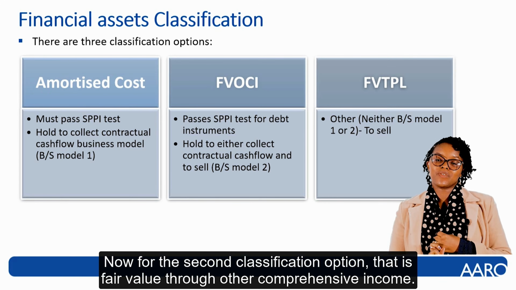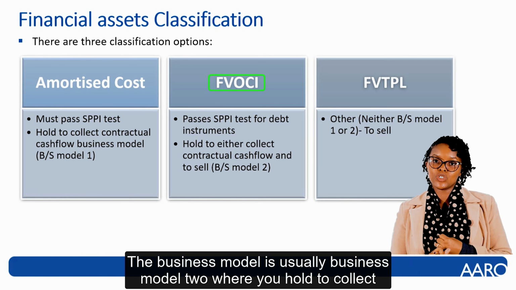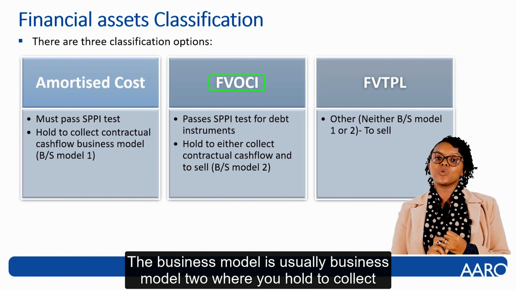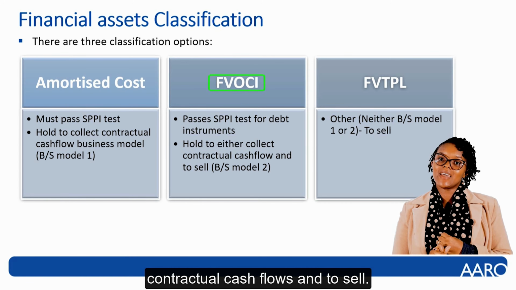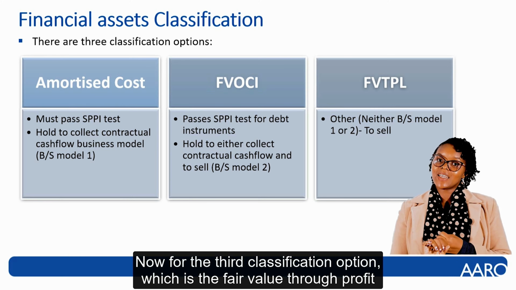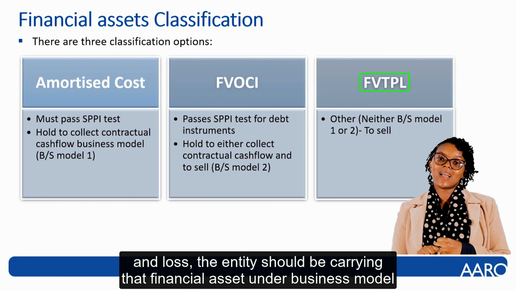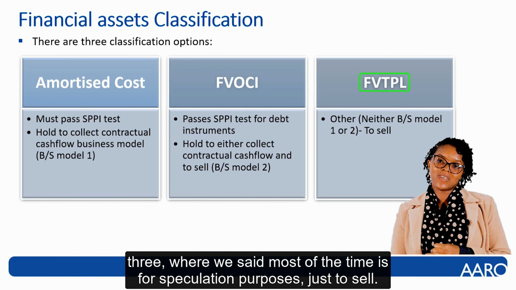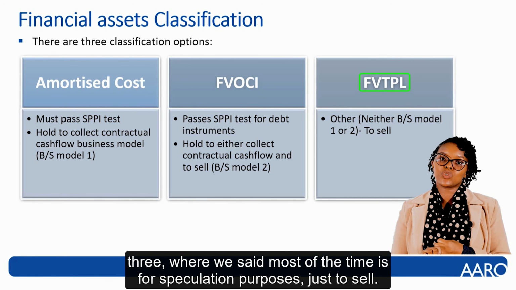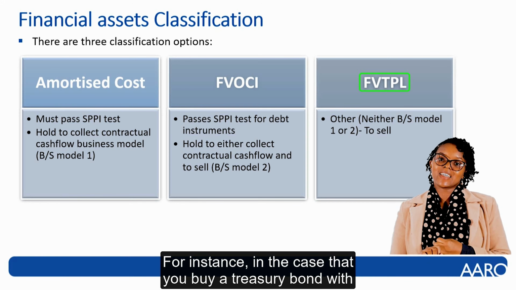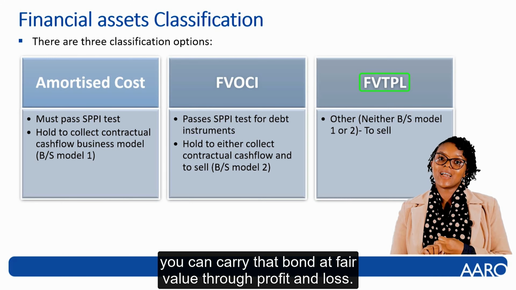Now, for the second classification option, that is fair value through other comprehensive income, the business model is usually business model 2, where you hold to collect contractual cash flows and to sell. Now, for the third classification option, which is the fair value through profit and loss, the entity should be carrying that financial asset under business model 3, where we said most of the time is for speculation purposes, just to sell. For instance, in the case that you buy a treasury bond with the intention of just selling, you can carry that bond at fair value through profit and loss.